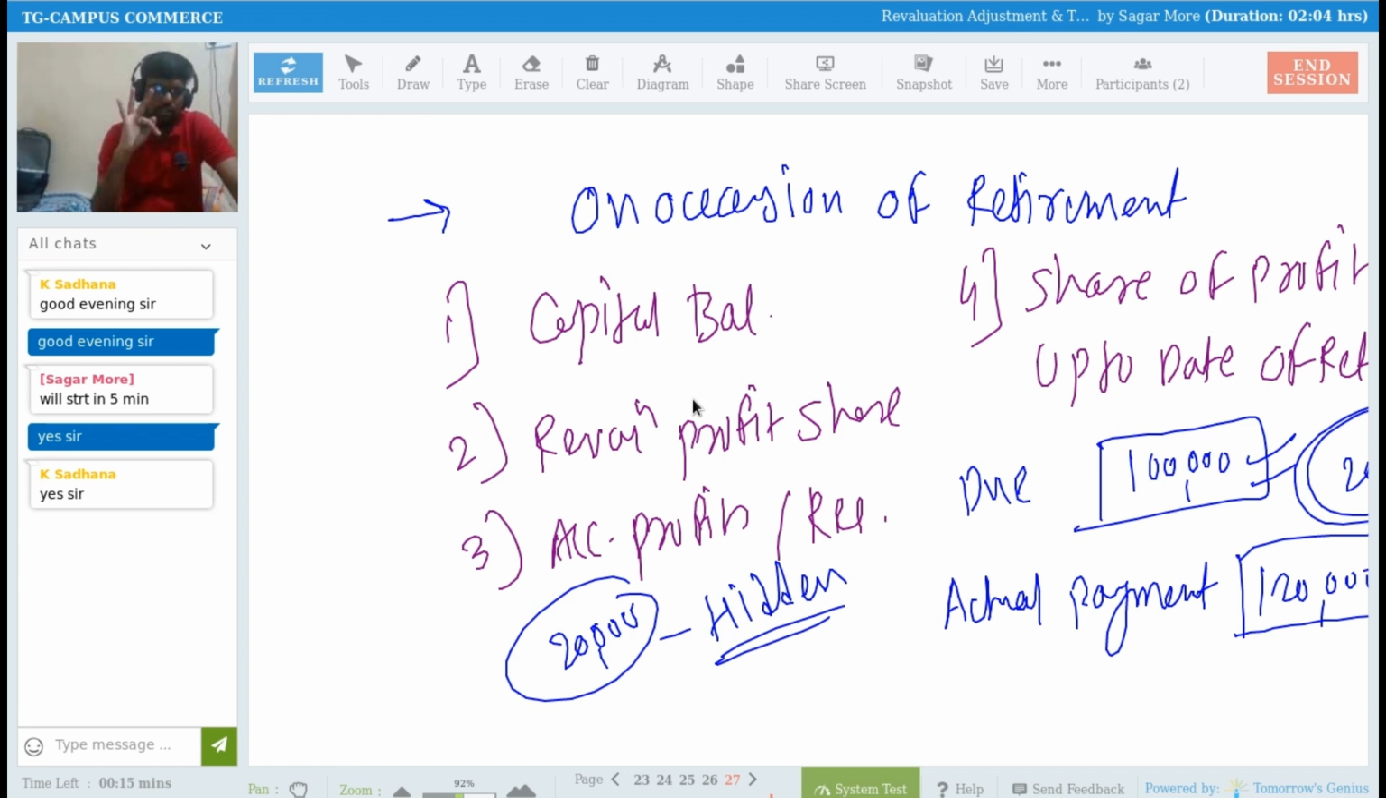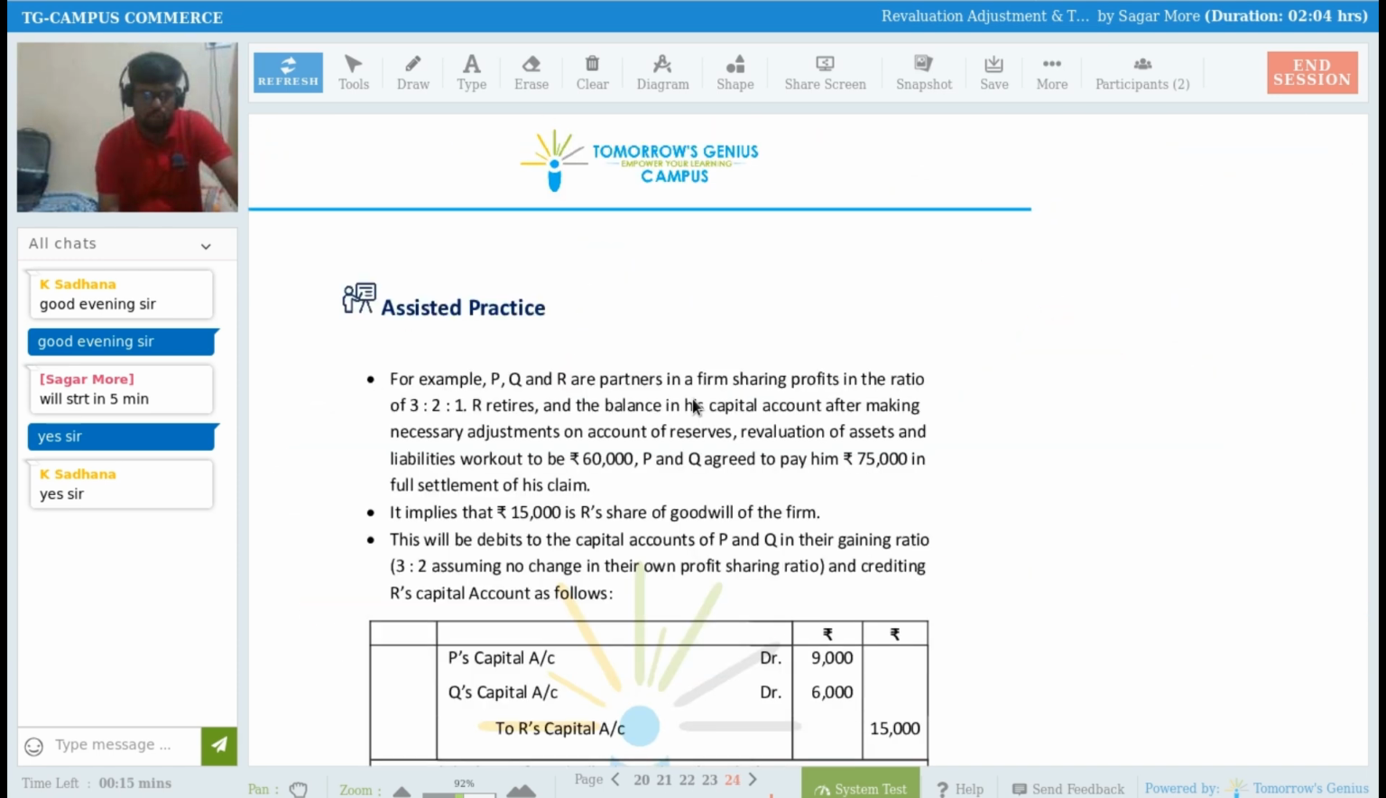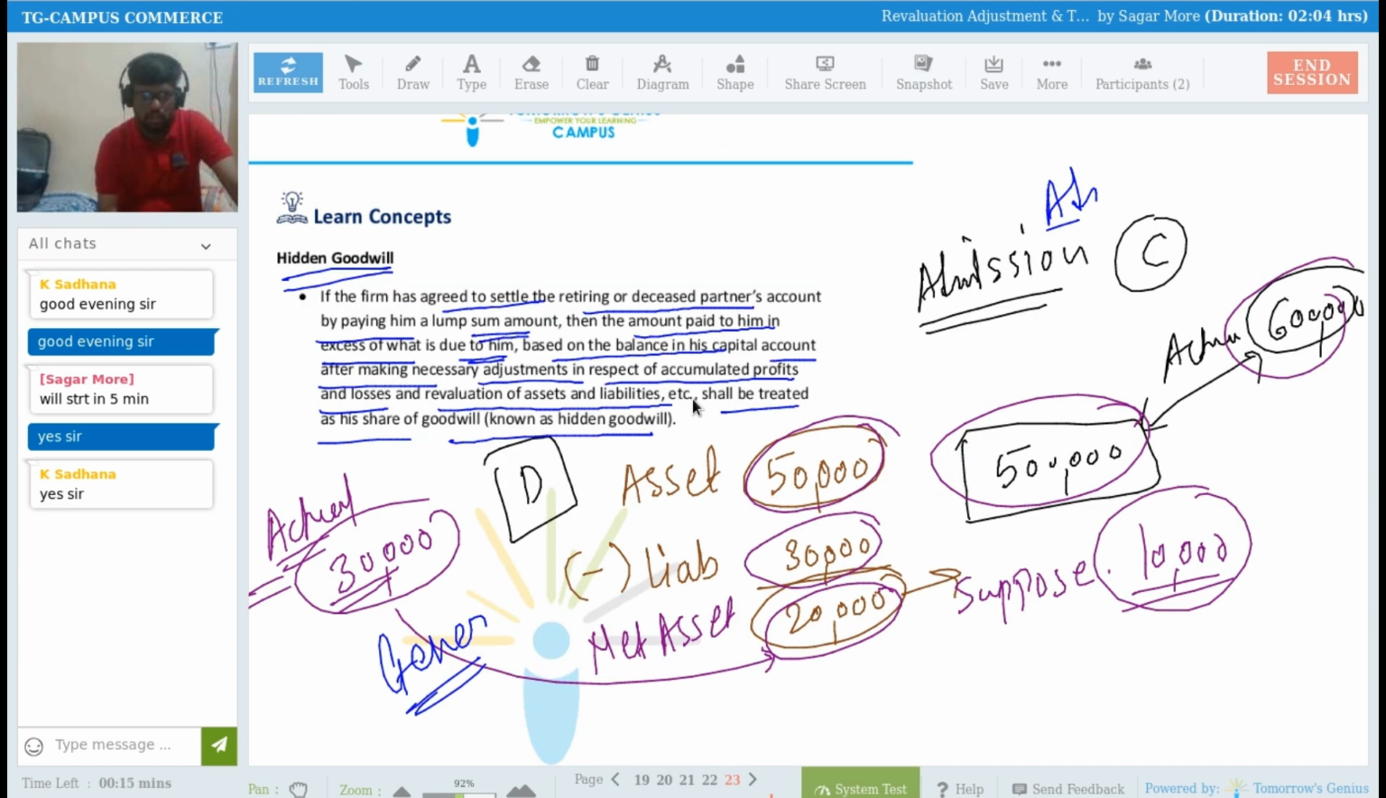So I've explained three kinds of hidden goodwill adjustment. First in admission of a partner, now in retirement of a partner, and general. In general, they will ask you a question in that chapter of change in profit sharing ratio, right? That is in your book, T.S. Grewal book. In that scenario, you have what is payable for purchase of business and what you are actually paying.